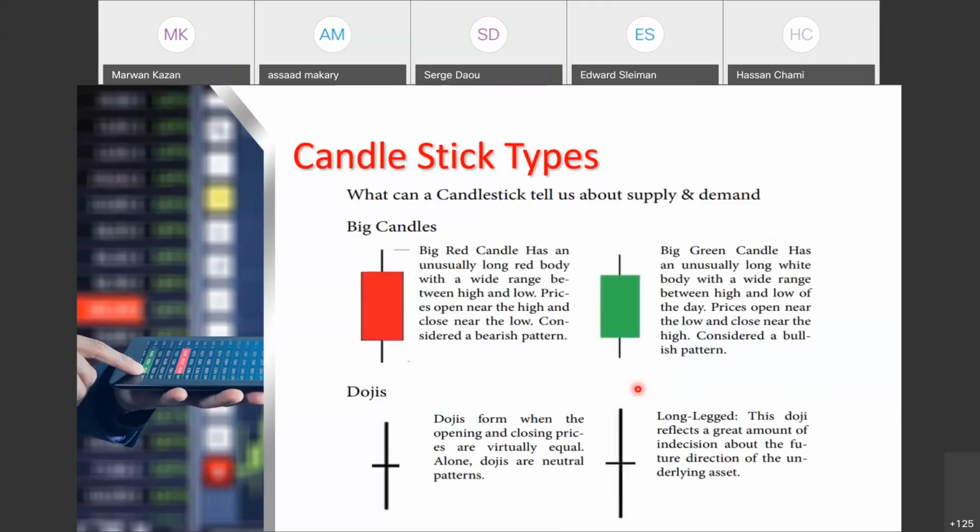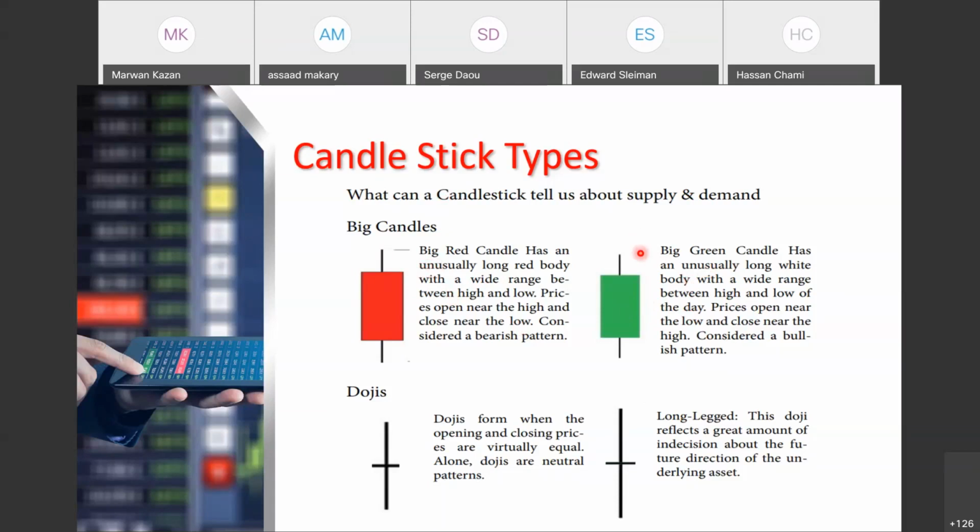Now we have types of candlesticks. We have types, we have shapes. Let's see. Now the big red candle. As you see, it's a big candle. Now what does this show us? It shows us a bearish pattern. By bearish we mean that prices will go down. So when you see a red candle, this means the market is bearish, prices are going down. Big red candle shows you that the prices are going up.